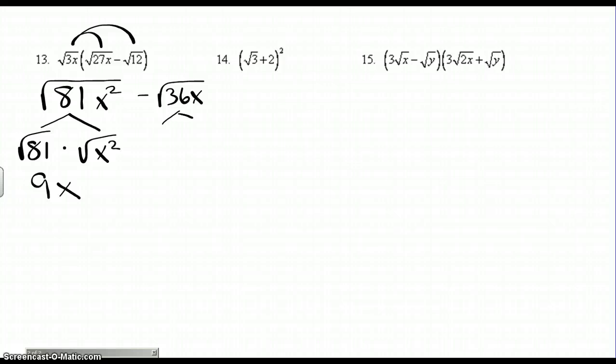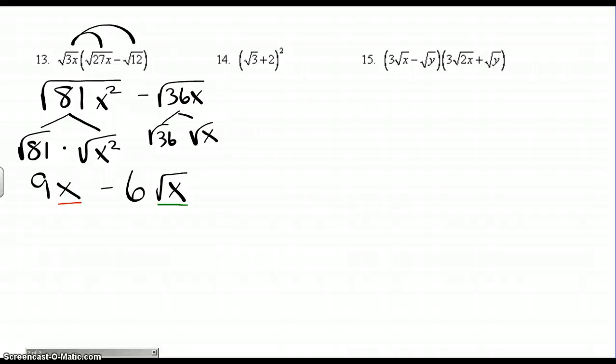And I'm going to break this into the square root of 36 times the square root of x. The square root of 36 is just 6, and the square root of x can't simplify. So in fact, I cannot combine like terms because this x is different from the square root of x. So that's my final answer.